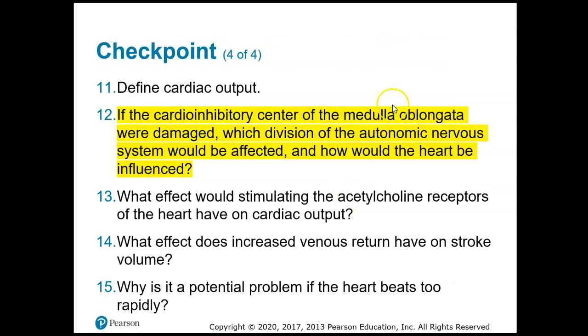All right, we have one question here. If the cardioinhibitory center of the medulla oblongata were damaged, which division of the autonomic nervous system would be affected? So first answer is the parasympathetic. And how would the heart be influenced? Well, the parasympathetic wouldn't be able to slow the heart rate, so it would be faster. And that is it for chapter 12. We'll move on to 13.